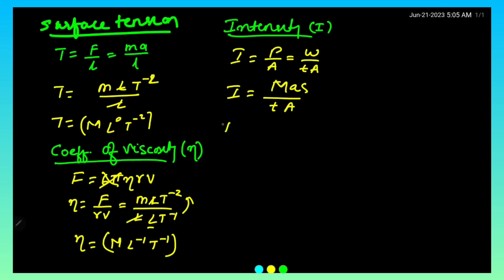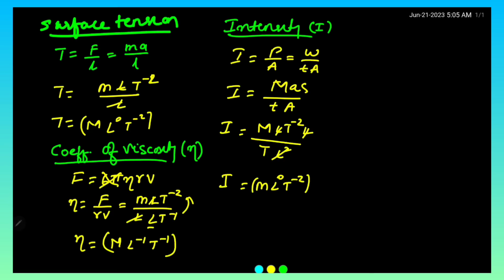Divided by time into area. Therefore we write I = M, L T power minus 2 for acceleration, this is L, and time is T here, and area can be taken as L square. So this L square gets cancelled here. So intensity is equal to M L power 0 T power minus 2.